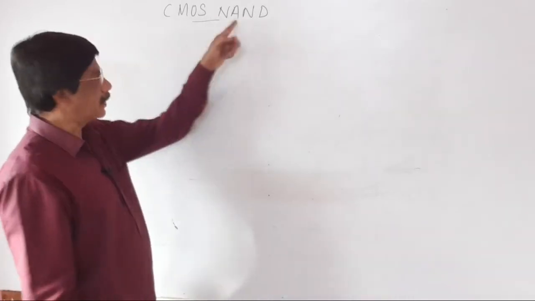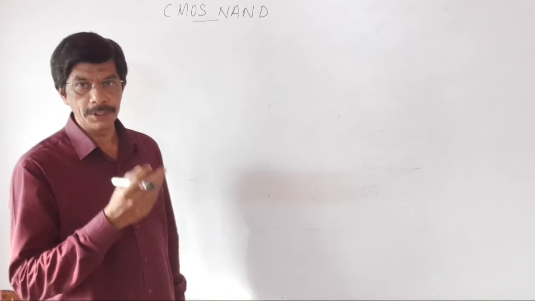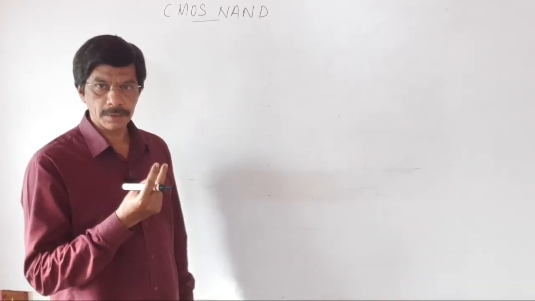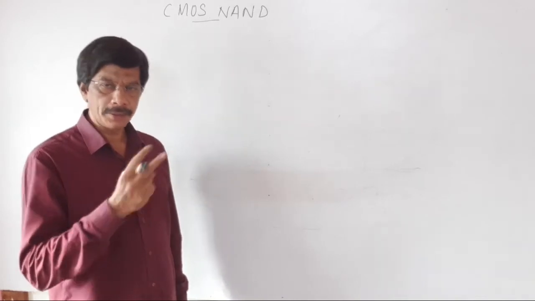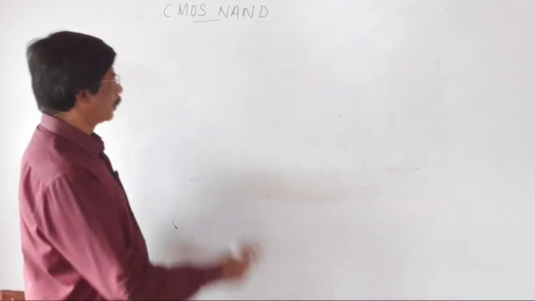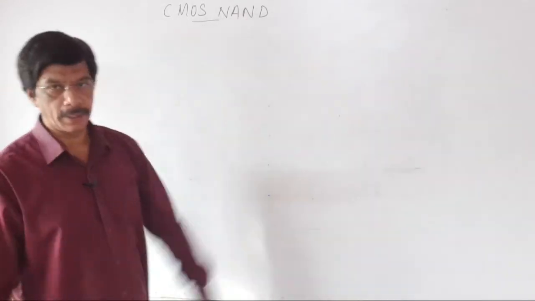The CMOS NAND circuit consists of 4 MOS transistors, in which 2 MOS transistors are PMOS transistors. The other 2 MOS transistors are NMOS transistors. Now let us see the diagram for the CMOS NAND gate.